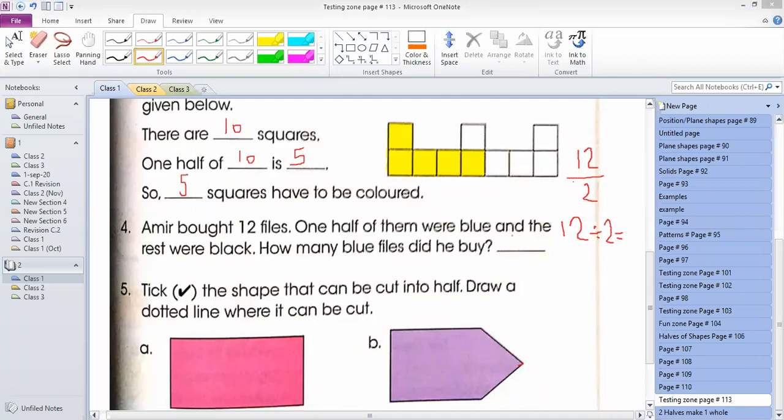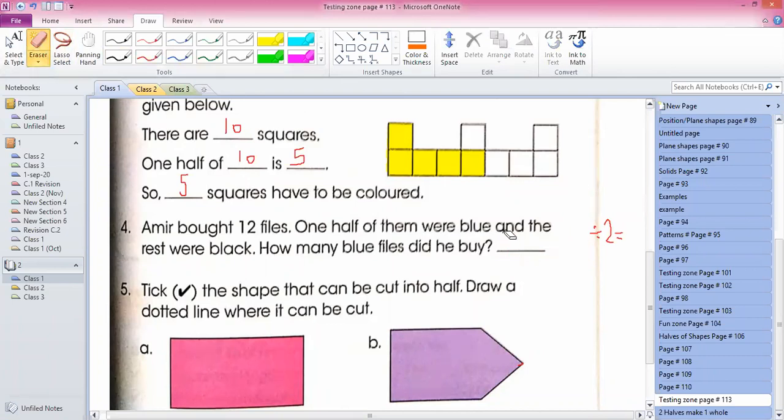Okay. So the answer is 6 here. Guys, I'm going to ask one more question, except out of this book. Be ready. You all have to answer that. Write 6 here, guys. The question I'm going to ask is, instead of 12, if it is 16.